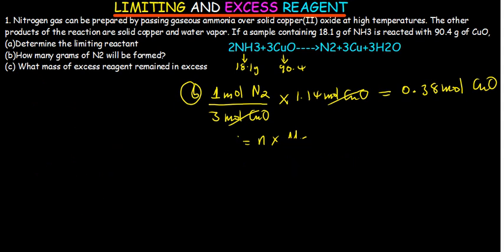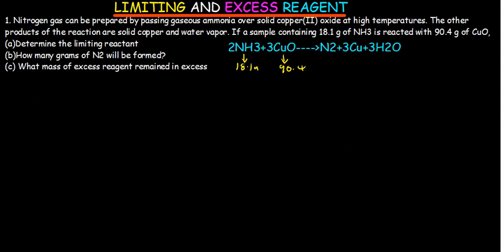Now for the last part, what mass of excess reagent remained in excess? If the chemical reaction has happened, we've seen that ammonia is the excess reagent. So what mass of this excess reagent is going to remain? And how do we determine that? Well, the first thing we need to determine is the amount of ammonia that is going to react.